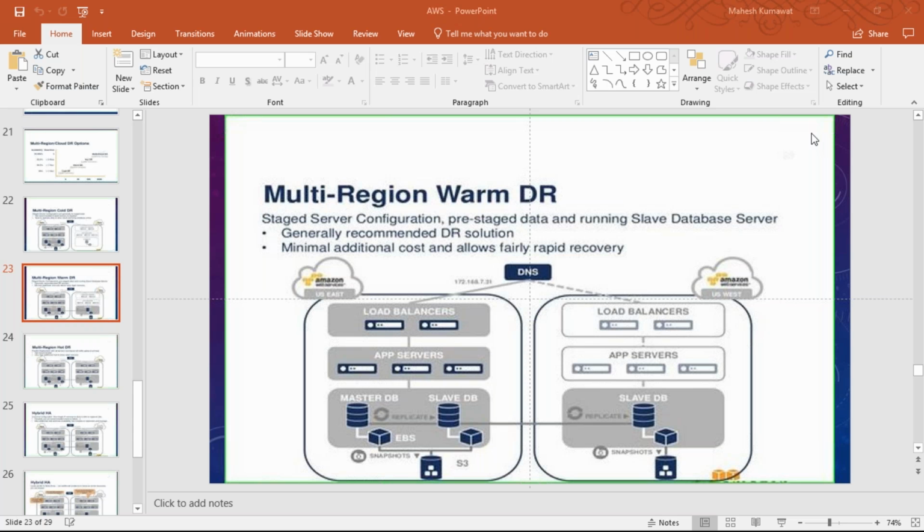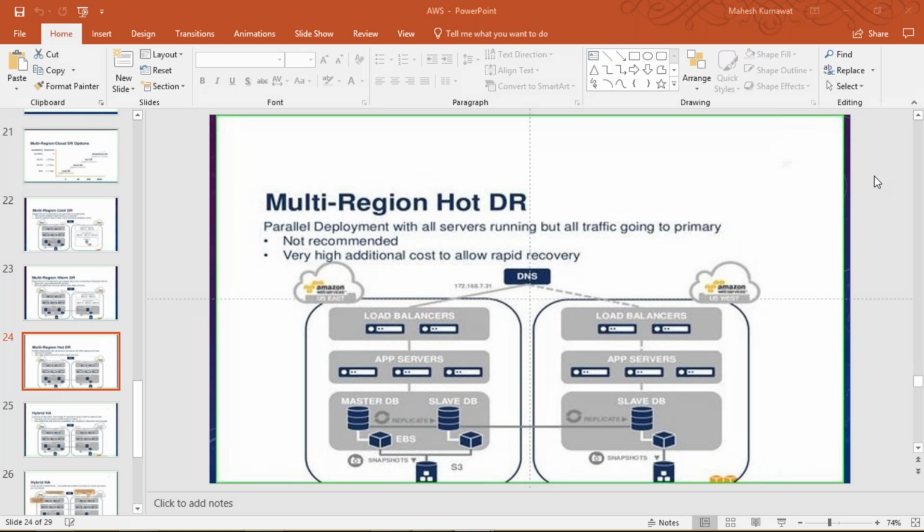So another HA disaster recovery is multi-region disaster recovery. This is the multi-region hot disaster recovery we are talking about. Here the same thing is there, but you have to enable all sorts of things here. It is not recommended because of the very high additional cost to allow rapid recovery, right? This is HA active mode. So if it goes down, it is already working at the same time. There is no downtime at the same point of time, no problem whatsoever. But it will charge you lots of money. I will let you know how much it charges in the later slides.